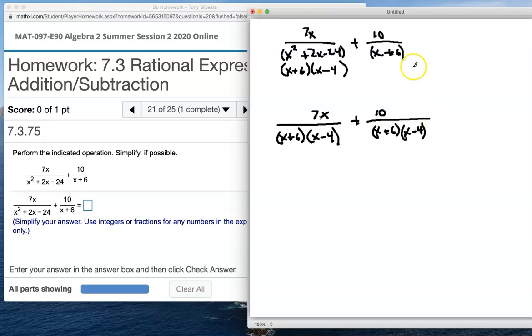Nice, nice. Let's come over here. We start off with this x plus 6. We end up with this complicated lowest common denominator. What's the difference? Well, I have to multiply the bottom by x minus 4. And whatever you do on the bottom, you do up top to balance out the equation.